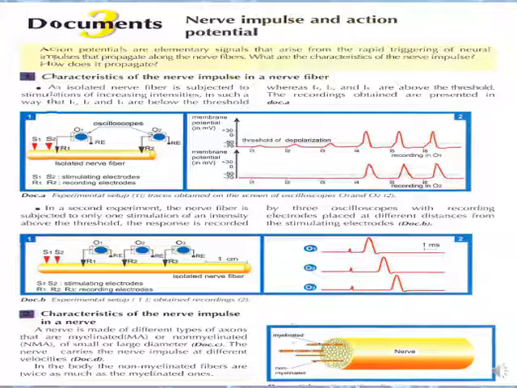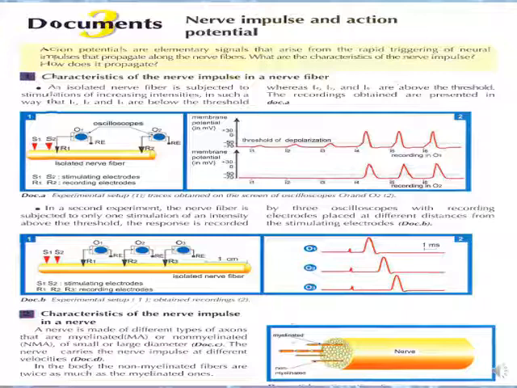Here an isolated nerve fiber is subjected to stimulation of increasing intensity, as we discovered before in our lecture number 1. Here we have the stimulating electrodes S1 and S2, and the recording electrodes R1 and R2, connected to oscilloscopes. Here we have the recorded membrane potentials. I1, I2 and I3 do not cause an action potential. I4 causes an action potential. I5 and I6 as well. As you see here, all the action potentials have the same amplitude.